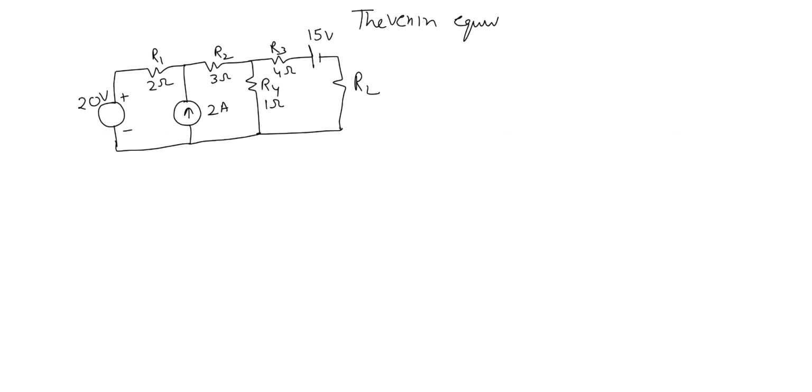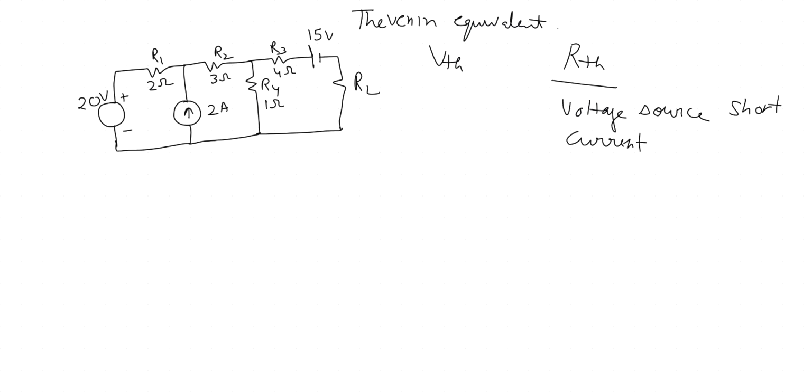So when you have multiple sources, for the same thing, first we have to find VThevenin and RThevenin. I will start with RThevenin first. When we are finding RThevenin, we will redraw the circuit. The rule is all the voltage sources are considered short and all the current sources are considered open.